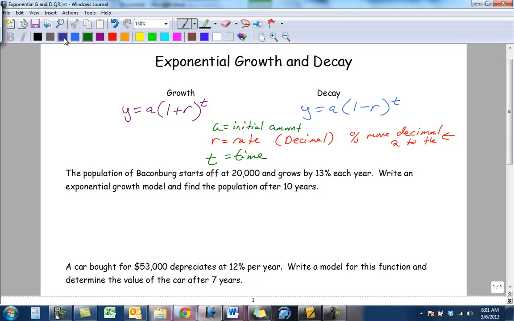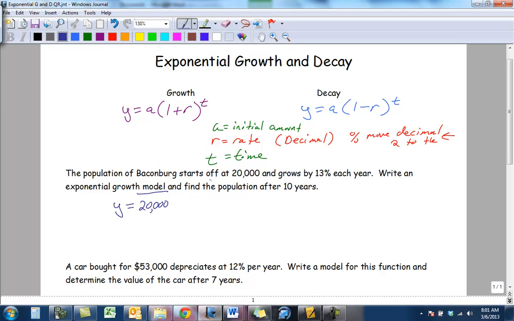The population of Baconsburg. That sounds good. It starts off at 20,000 and grows by 13% each year. Write an exponential growth model and find the population after 10 years. So the model would be Y equals A. What's the initial amount? Baconsburg started off with 20,000.